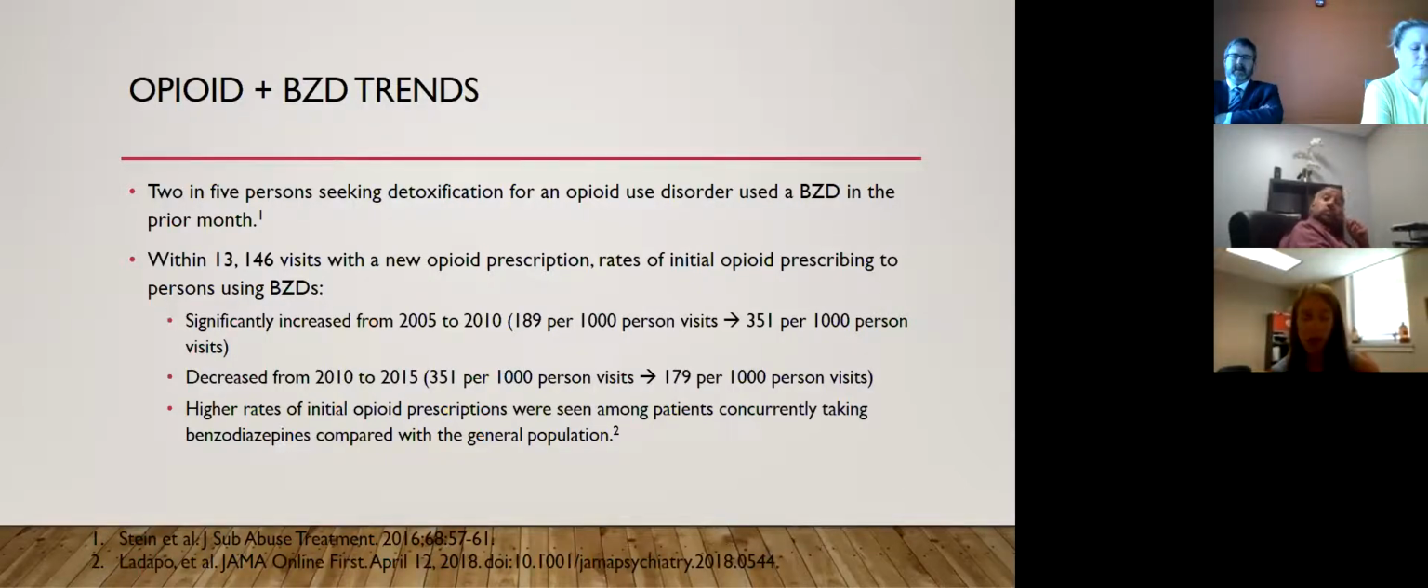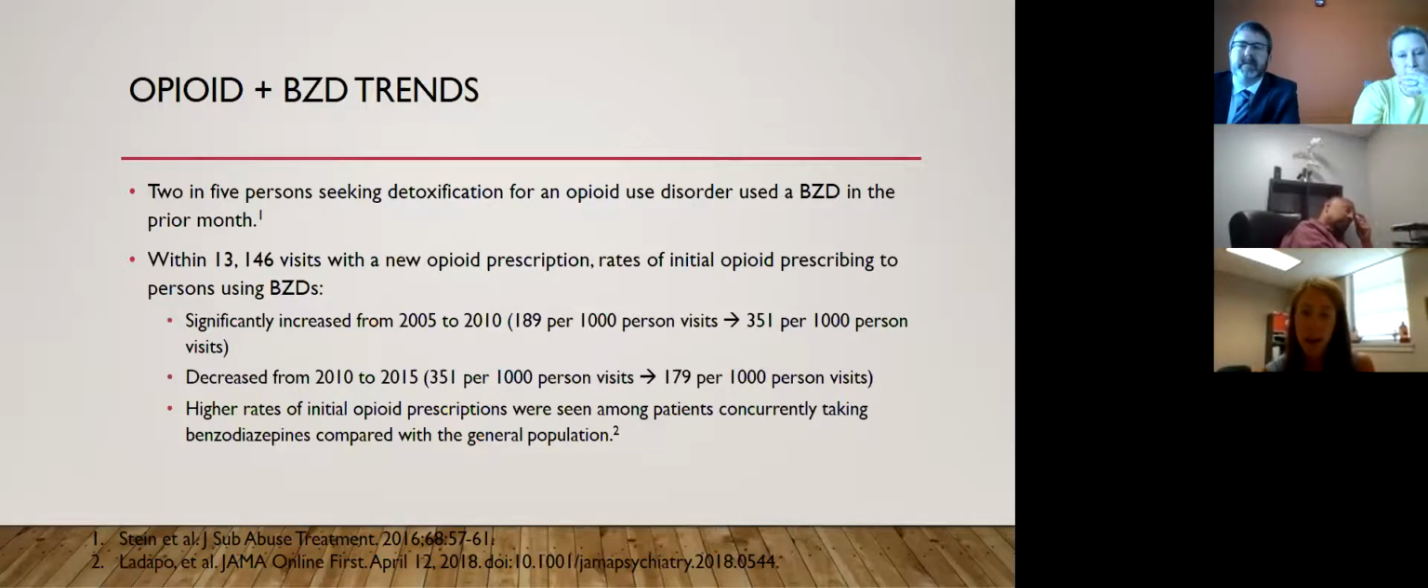Some trends about the use of the combination of an opioid and a benzodiazepine. 2 in 5 persons seeking detoxification for an opioid use disorder used a benzodiazepine in the prior month. So we're talking about a significant chunk of those who are dependent on an opioid have also been utilizing benzodiazepines recently. Amongst 13,146 visits with a new opioid prescription, rates of initial opioid prescribing to persons using benzodiazepines significantly increased in that length of time from 2005 to 2010.